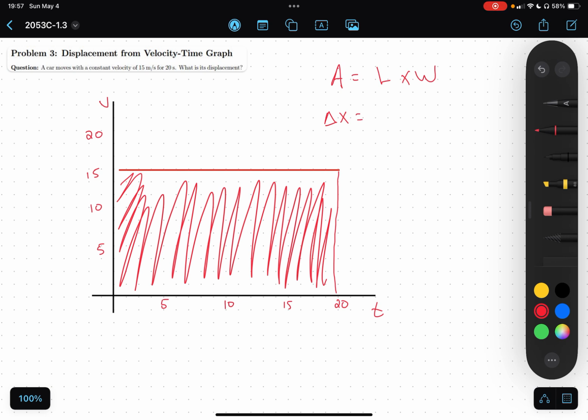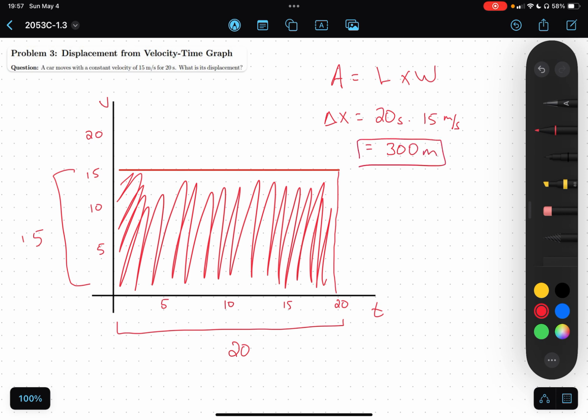That's going to be equal to length times width. So here I could say my length is 20, my width is 15. So I would do 20 seconds times 15 meters per second, and that would give me a value of 300 meters, which is my total displacement.